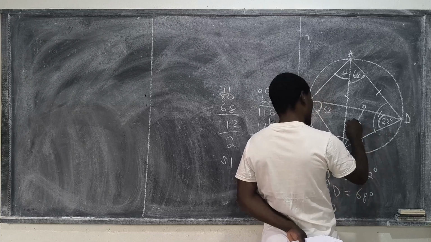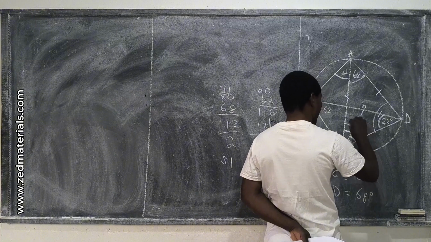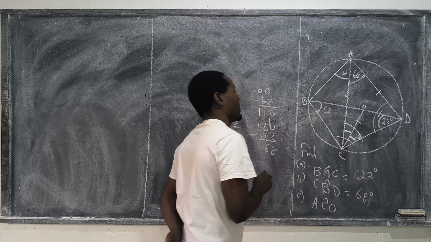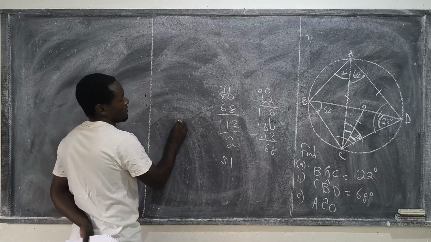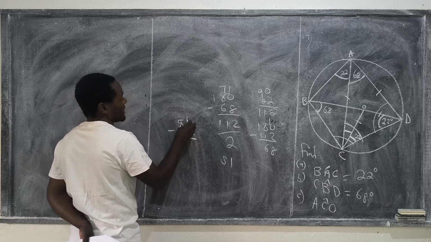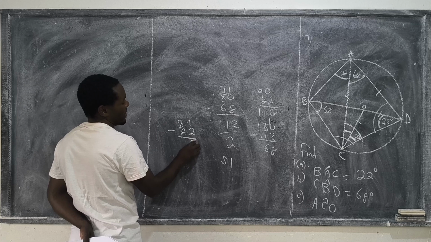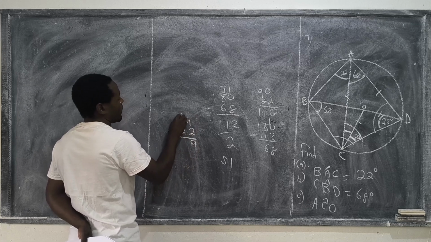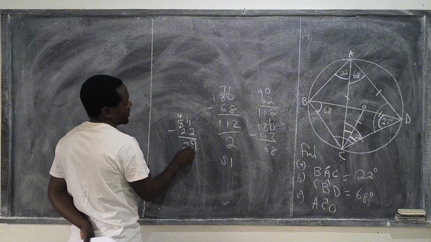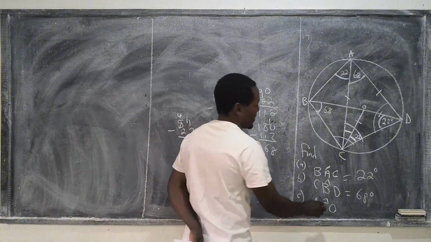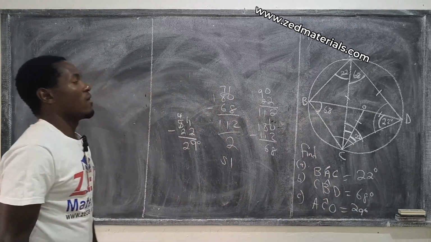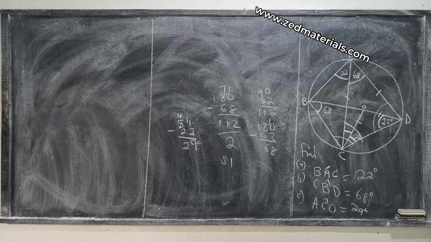Now, if this is 52, sorry, 51, you are going to say 51 minus 22. Get the one there: 11 minus 2 gives you 9. Then here you have 4, 4 minus 2 gives you 2. So it is 29 degrees. So that one is 29 degrees. You have your answer there. That's how you were supposed to find this question.